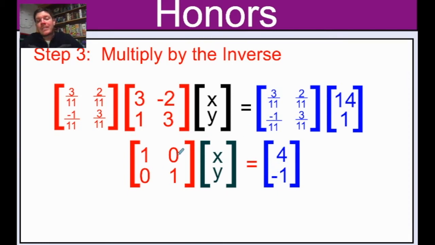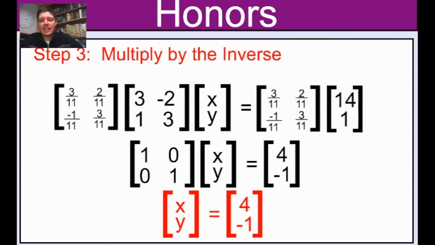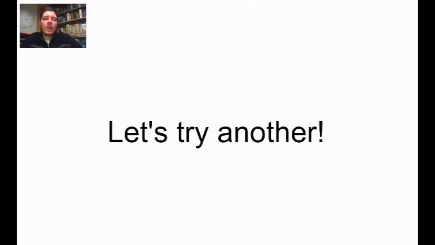And the whole point of an identity matrix, the 1, 0, 0, 1 matrix, is that this times xy is just xy. So this is telling us that xy equals 4, negative 1. You can kind of see that things are lining up. x is 4, y is negative 1. Okay? All right, so let's take one more shortcut, and we're going to do two more.